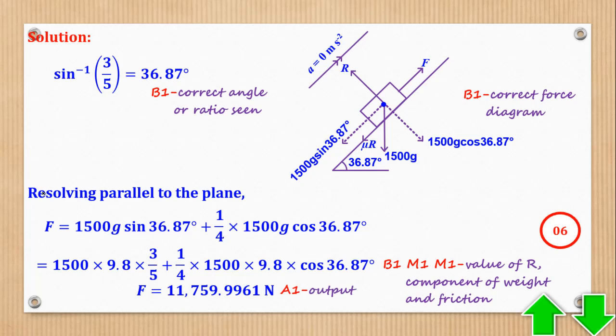I think you realize that these are 6 marks instead of 5, and the reason I've already told you: we wanted to cover up the marks for question 7. So 1 mark for the angle seen and correct diagram drawn with a ruler. This one is for the value of R. Then this one is for the component of weight, component of friction, and the output.